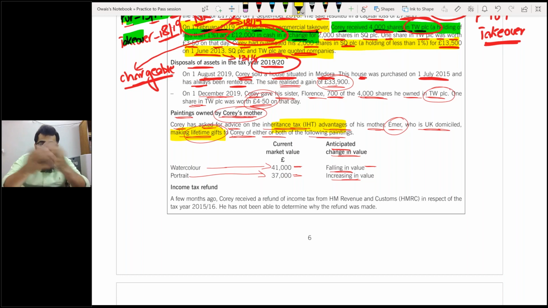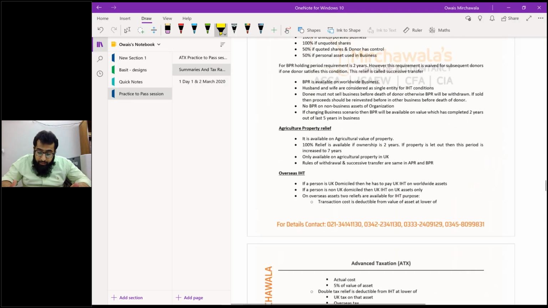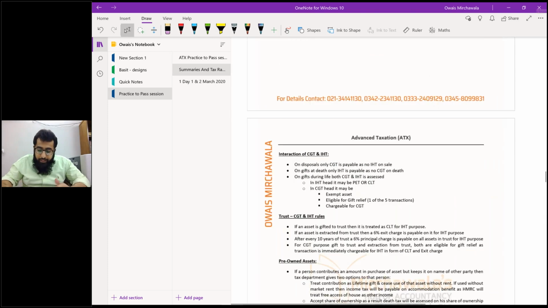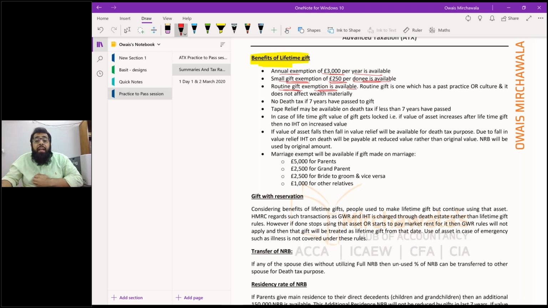Very good. So, are these benefits written in your summaries? Yes, they are written. If you go into my summary notes, here they are. The benefits of lifetime gift: annual exemption of £3,000 per year is available. Small gift exemption of £250 per donee is available. Routine gift exemption is available. If a gift gets classified as a routine gift, then that gets exempted. No death tax if 7 years have passed. Taper relief may be available.